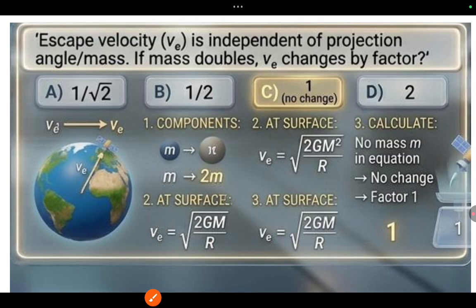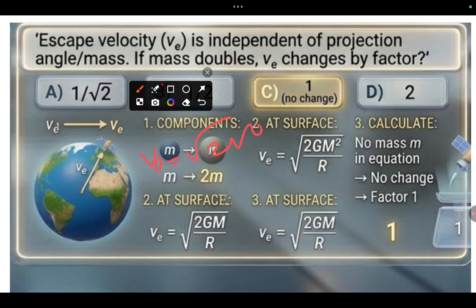Escape velocity is independent of the projection angle or mass. If the mass is doubled, V changes by what factor? It is clearly mentioned that escape velocity depends only on R, not on mass. Escape velocity is root 2 times V naught, 11.2 km per second for the Earth. There is no mass in the equation, so no change in factor. Your answer is remains unchanged.